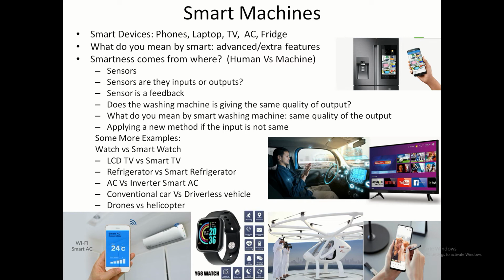A LCD TV you will get for 10,000 rupees, but people are paying 1 lakh, 1.5 lakhs for a smart TV. Even a classroom whiteboard is now replaced by a smart whiteboard, which is costing more than a lakh of rupees. So I hope you can understand it's not just automation. Automation was already done in Industry 3.0. Industry 4.0 is all about smartness, smart devices, smart machines.